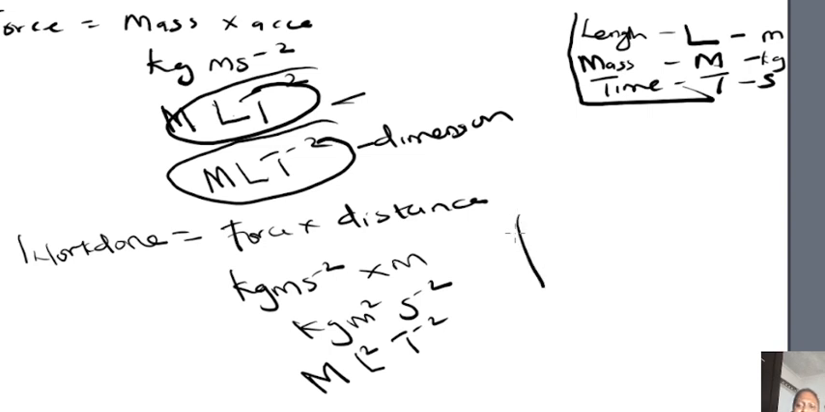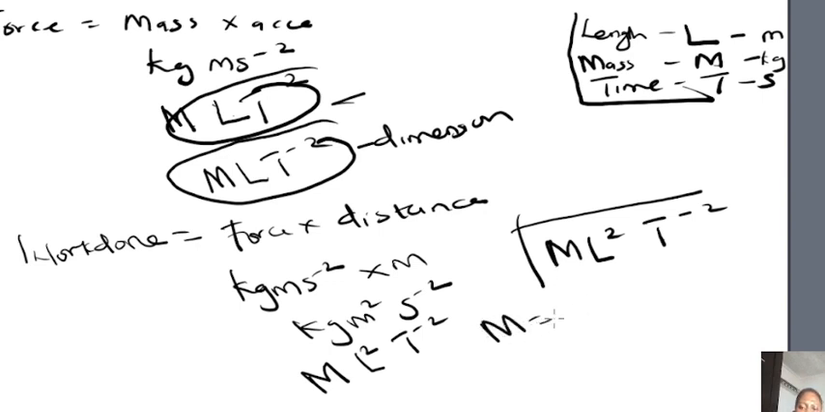So what is the reason for knowing dimension? It's just for the scientists to know, okay, in this quantity, how many m do we have? So if you were asked, how many m is in the quantity work done? You know that we have M equals to 1. What about your L? Your L is 2. What about your T? Your T is minus 2.